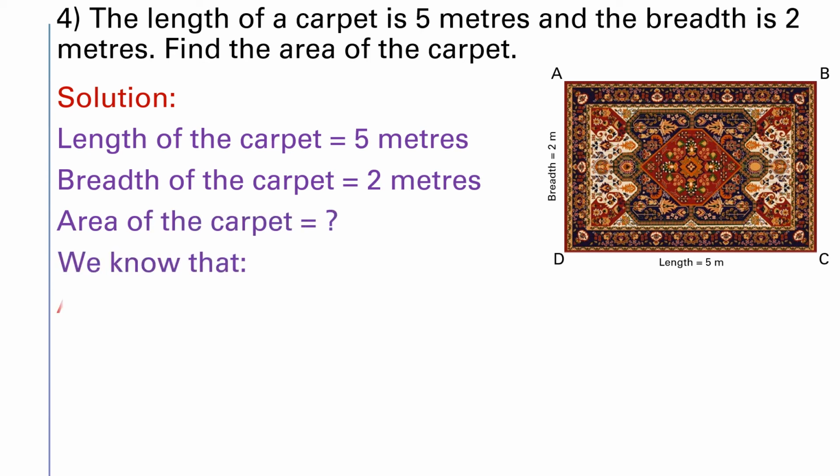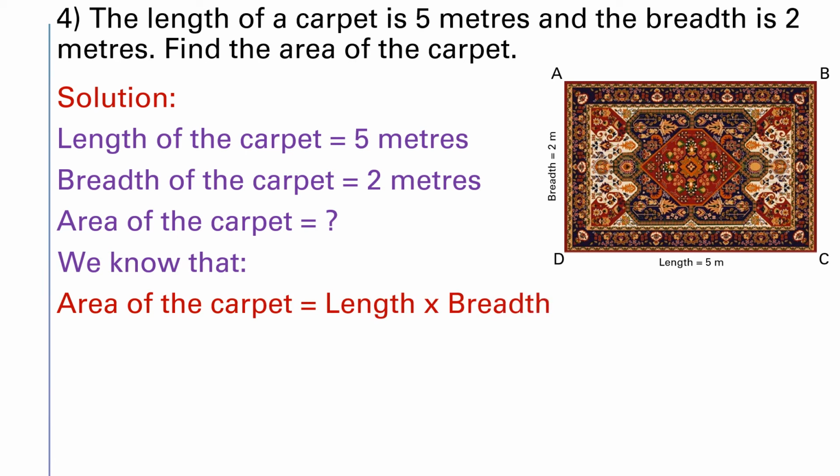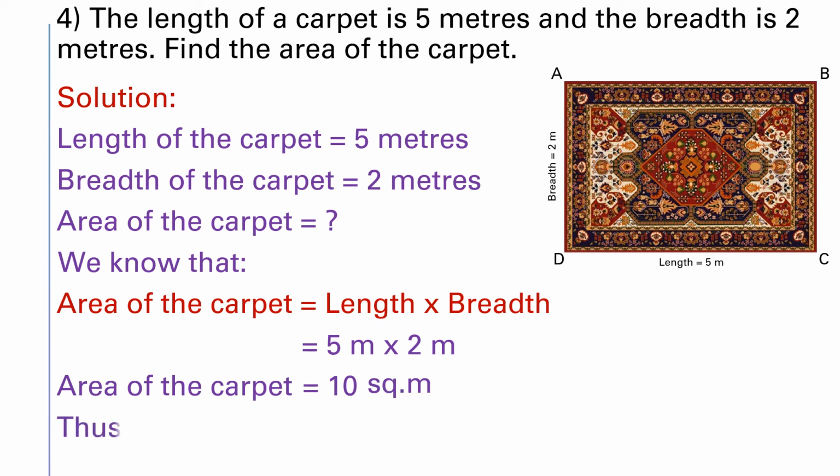We know that area of the carpet is equal to length multiplied by breadth. Now put the value. Length is equal to 5 meters and breadth is equal to 2 meters. So write down 5 meters multiplied by 2 meters. Now do the multiplication. 5 2s are 10 and meter multiplied by meter we get square meters. Thus area of the carpet is 10 square meter.